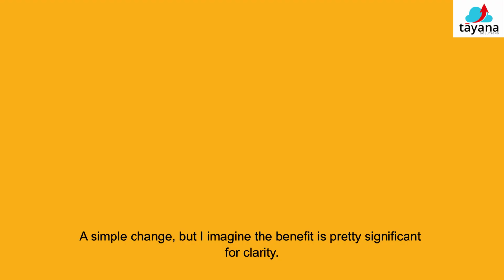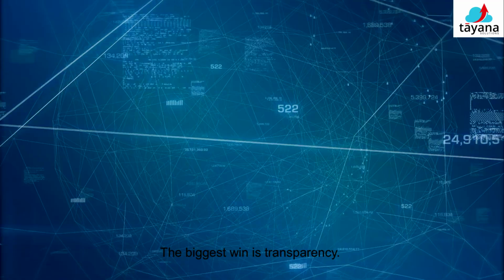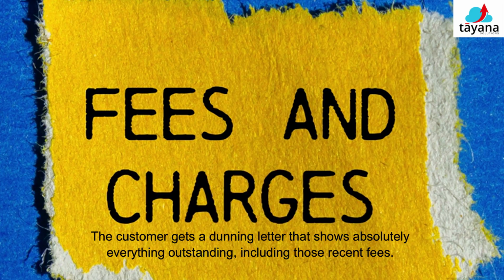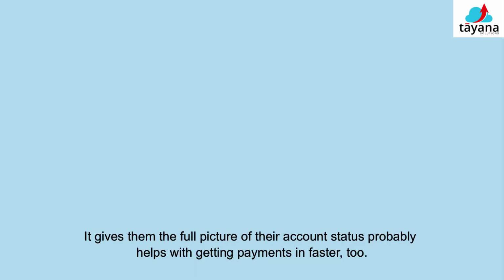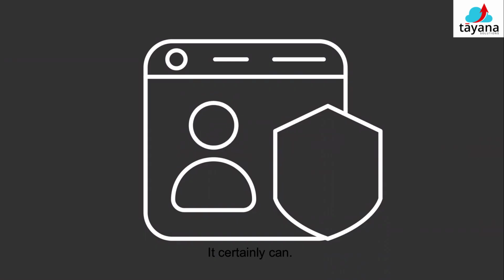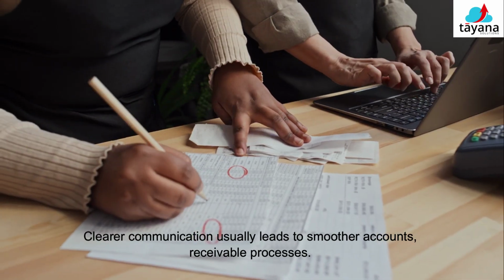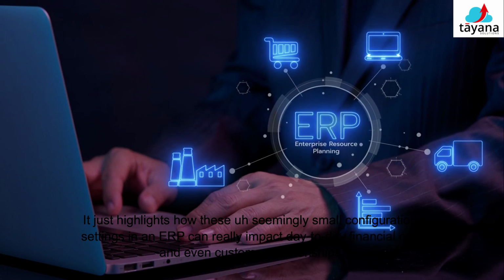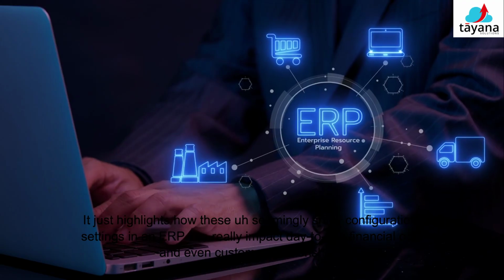That makes a lot of sense. A simple change, but I imagine the benefit is pretty significant for clarity. Oh, definitely. The biggest win is transparency. The customer gets a dunning letter that shows absolutely everything outstanding, including those recent fees. No surprises. Yeah, it gives them the full picture of their account status. Probably helps with getting payments in faster, too. It certainly can. Clearer communication usually leads to smoother accounts receivable processes. It just highlights how these seemingly small configuration settings in an ERP can really impact day-to-day financial operations and even customer relationships. It really does.